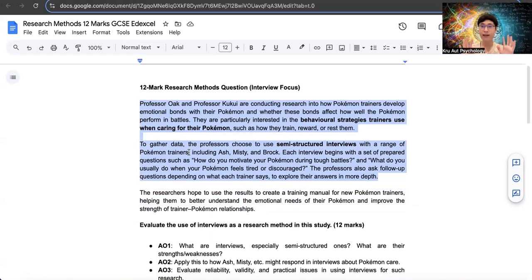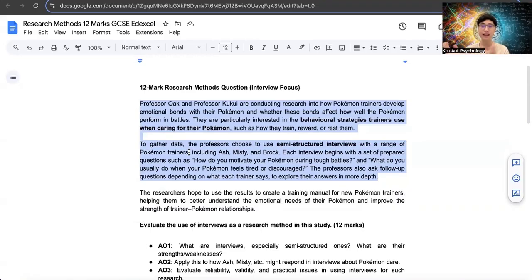For 9 marks, AO1, 2, 3, each of them are 3 marks. But for a 12-mark question, each of the AO1, AO2, AO3 components is 4 marks. So there are actually two structures, being like AO1 4 marks, AO2 4 marks, then AO3 4 marks, and we have like 3 paragraphs in the usual way as we write a 9-mark question.